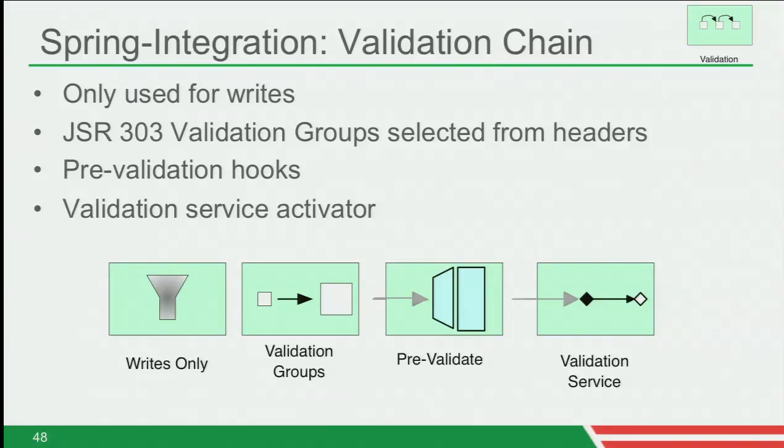And so the validation chain applies to writes only, so we'll filter those out, and then we will select the validation groups. So we're using an enhanced version of the JSR 303 implementation, where in normal JSR 303 you can make your validation groups for a single class.